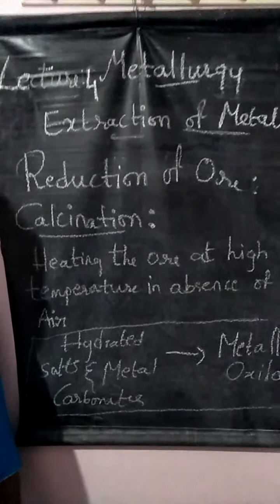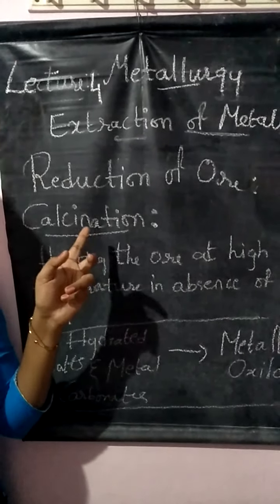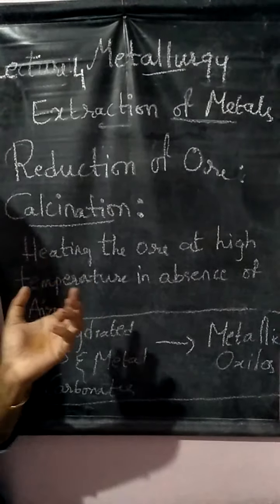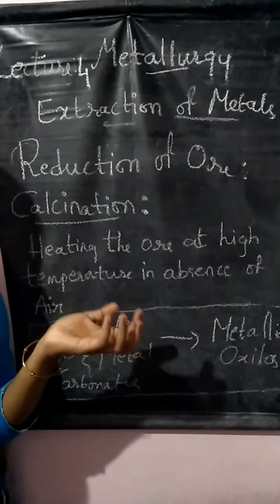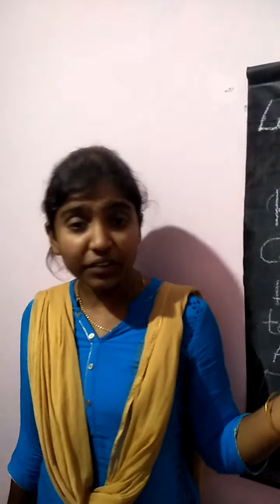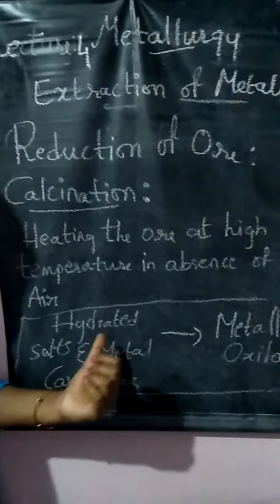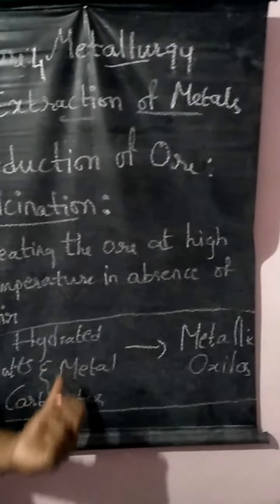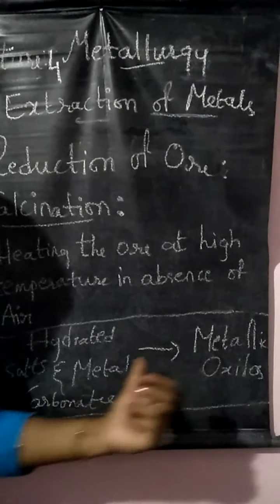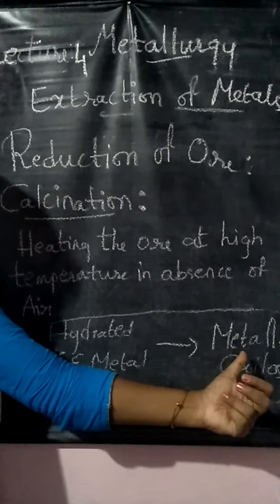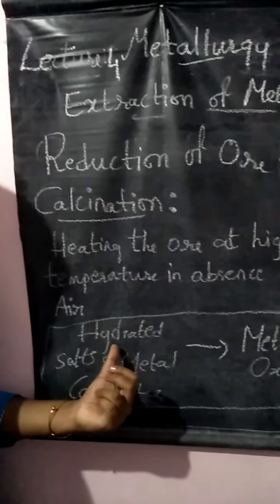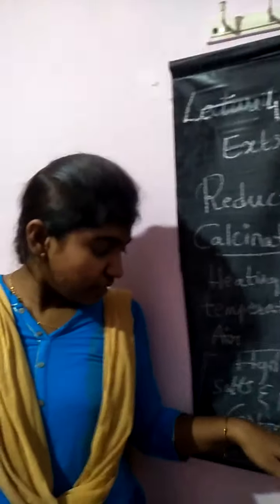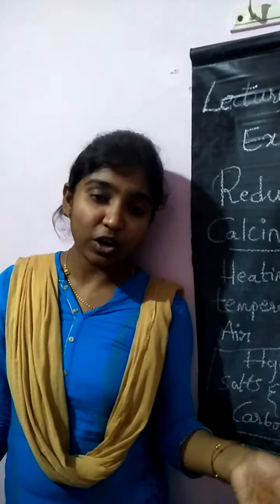The second process of reduction of ore is calcination. Calcination means that we are heating the ore in the absence of air at high temperatures. So here, it is in the absence of air. Generally, which type of ores are taken here? We are taking hydrated salts of the metals and metal carbonates. When they are heated, they get converted into metallic oxides. If you take an ore which is a hydrated salt, it will expel water, whereas the metal carbonates will expel carbon dioxide when we heat them.